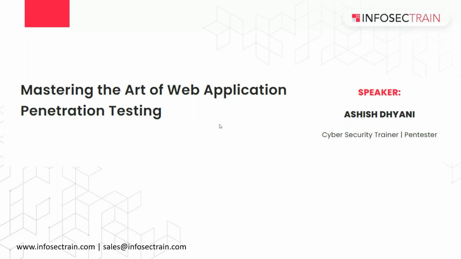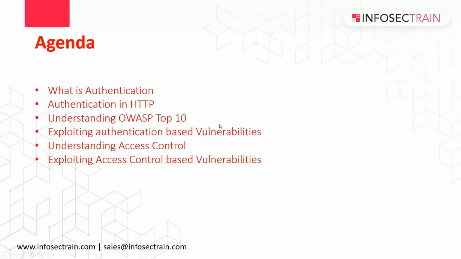Now, the next thing we are going to discuss is authentication: what is authentication, and how authentication happens in HTTP. Then we'll talk about OWASP Top 10, what it is and what exactly it gives you. And then we'll talk about how to exploit authentication-based vulnerabilities. We'll understand access controls, and I'll show you how to exploit access control-based vulnerabilities. So this is the agenda for today. I hope you guys are excited. Okay, so let's start with our masterclass.